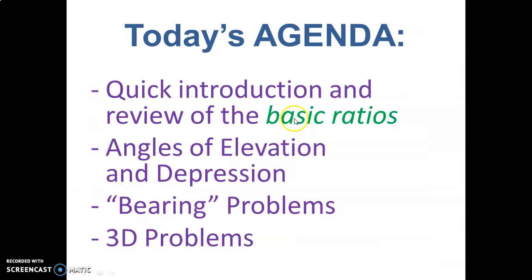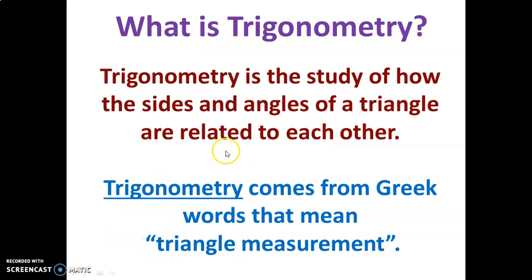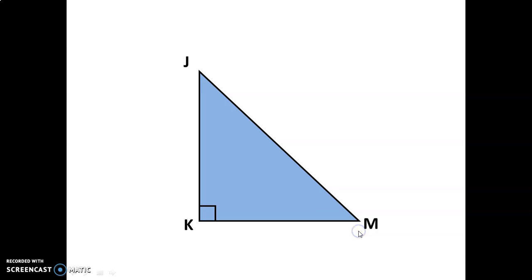So we're going to begin with a quick introduction and review of the basic trig ratios. We're going to look at angles of elevation and depression, bearing problems, and we'll finish with 3D problems. First of all, trigonometry is the study of how the sides and angles of a triangle are related to each other. The word trigonometry comes from the Greek words that mean triangle measurement. Let's begin at the very beginning.